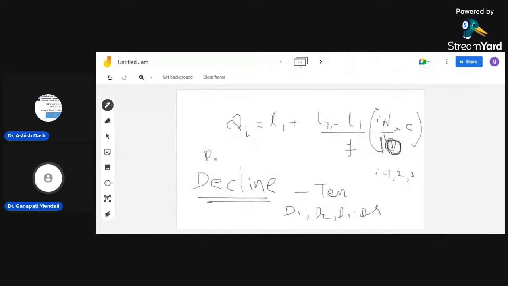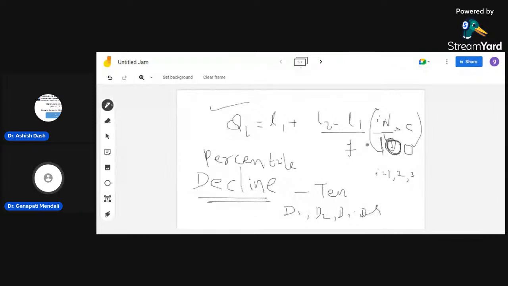Like the decile, there is another concept, the percentile. Percentile means we divide our entire data into 100 equal parts. The formula again remains the same. Instead of n by 10, we divide n by 100, and that is the percentile. So again, this is quartile, decile, percentile.